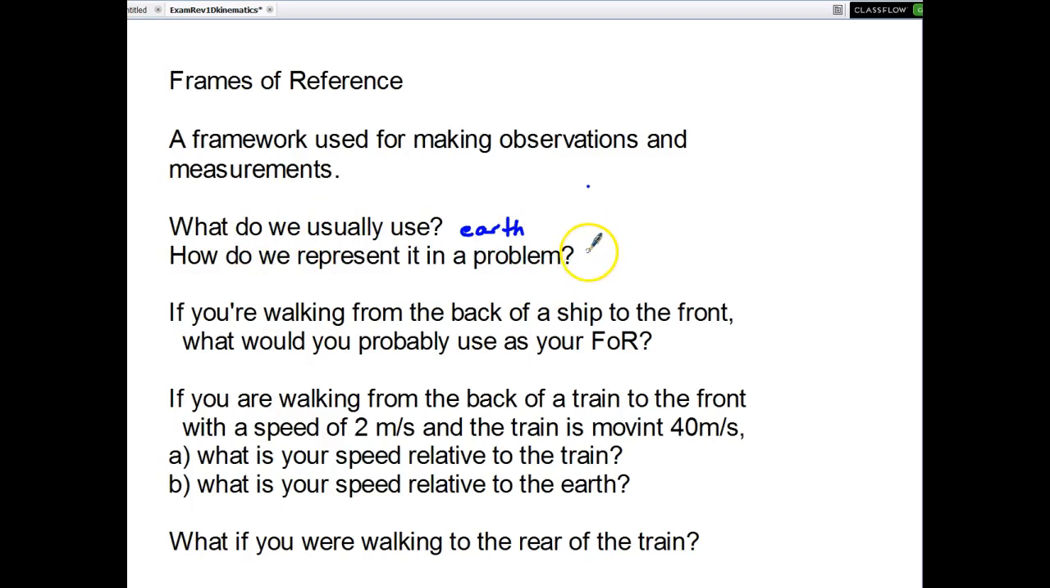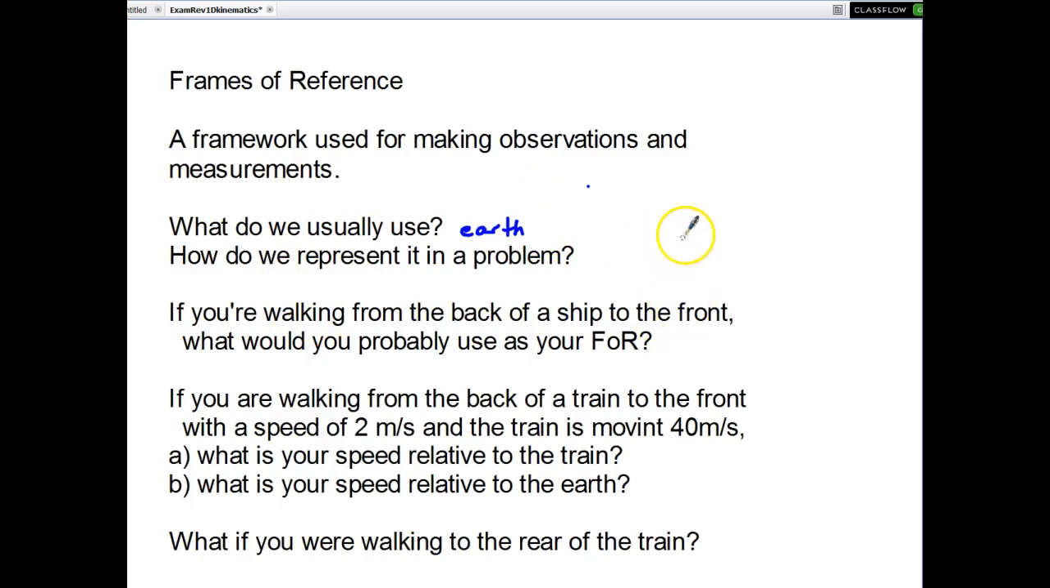And so if you're moving 3 meters per second, it's usually relative to the stationary ground. In a problem, we may or may not explicitly tell what the frame of reference is. Sometimes it will be a point, like with respect to the people on the shore, how fast was the boat moving. But if it's not mentioned, it's the Earth.